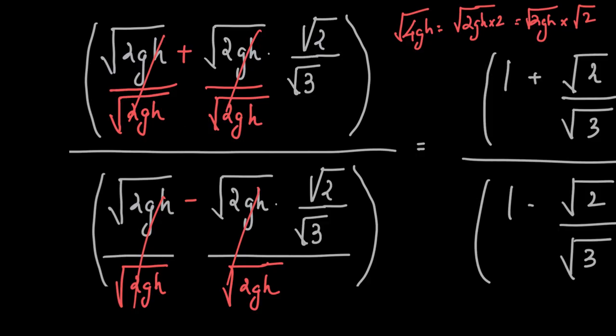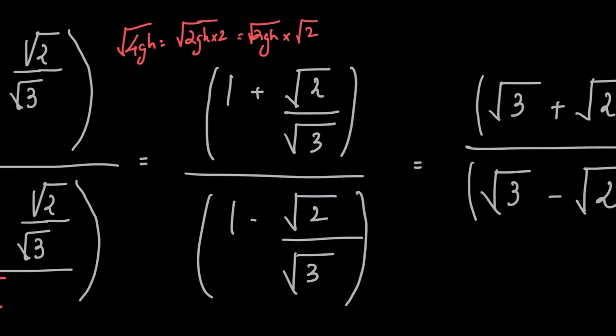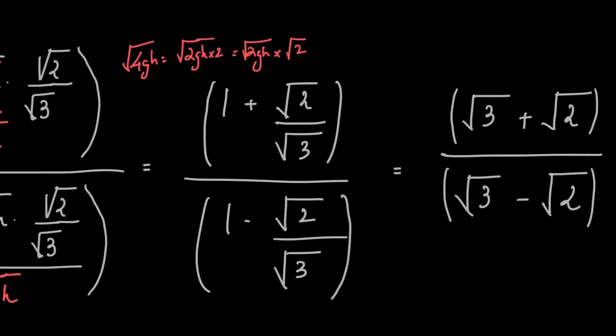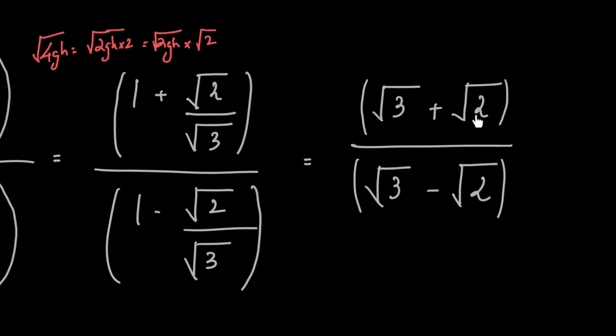Then I divide this complete expression by root of 2GH, which gives me 1 plus root 2 by root 3 over 1 minus root 2 by root 3, which is further equal to root 3 plus root 2 by root 3 minus root 2. Okay, so this is what we have to say regarding the question here.